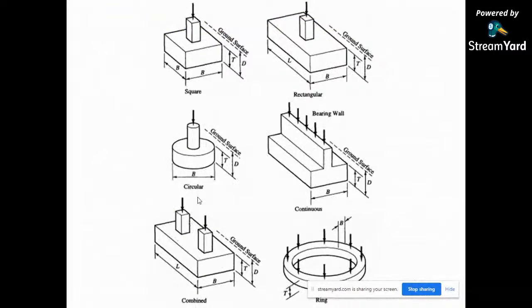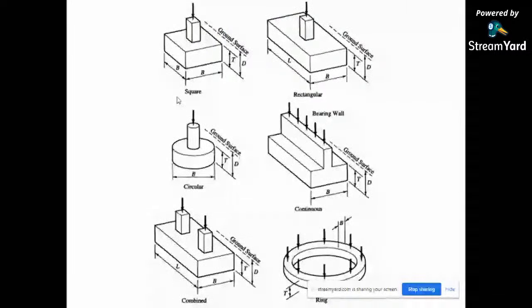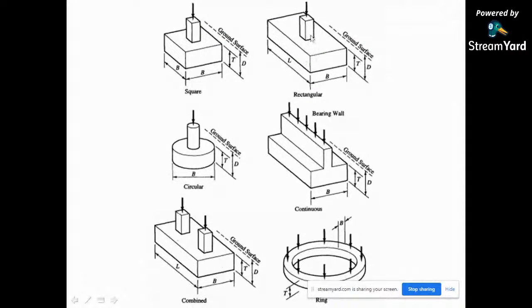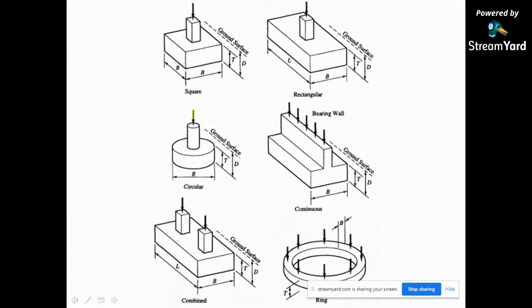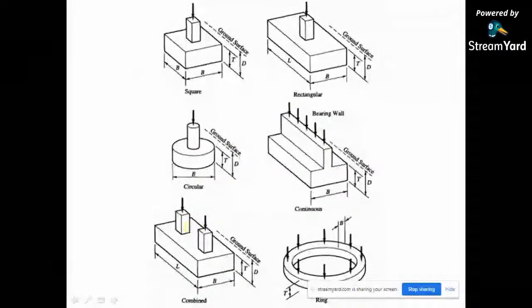So these are your types of footing. First is your square footing. Next is your rectangular footing. This is your column, the arrow shows the load on the topmost part of your footing, and here also this is the axial loading, and these are the loadings of the bearing wall on the continuous footing. This is your circular footing. This is your combined footing. This is your loading on the two columns, and the two columns are resting on a single footing. This is your ring of column footing.